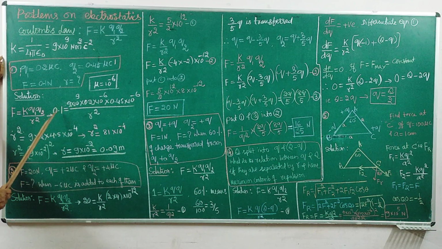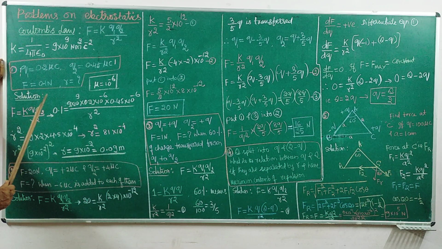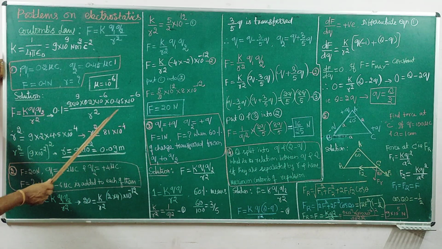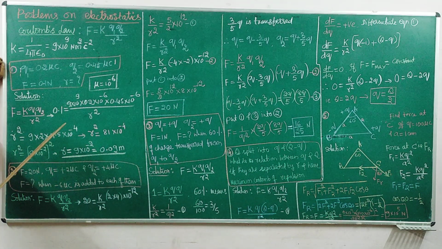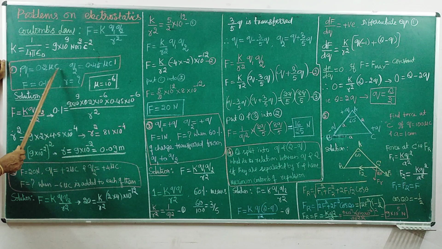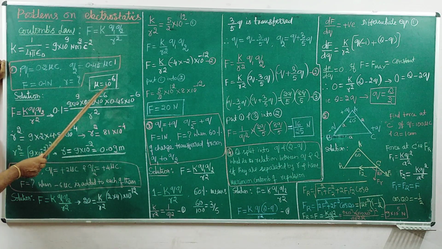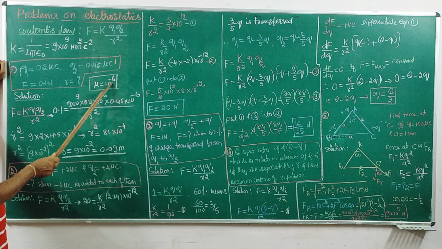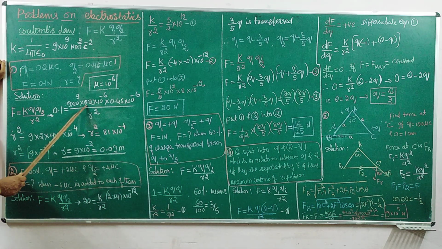If you write this in SI units, the others also should be in SI. Keep it in mind, all of them should be in one system of units. Should not write in different systems of units. So all of them should be in SI units. So the value of Q1 is given as 0.2 microcoulomb. Microcoulomb is not SI, coulomb is SI. What is micro? The prefix 10 to the power of minus 6.